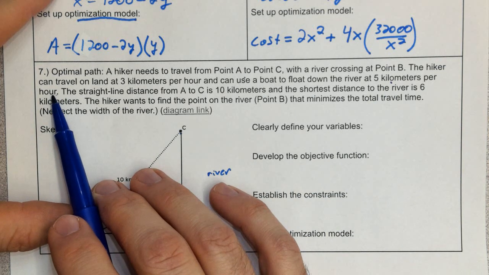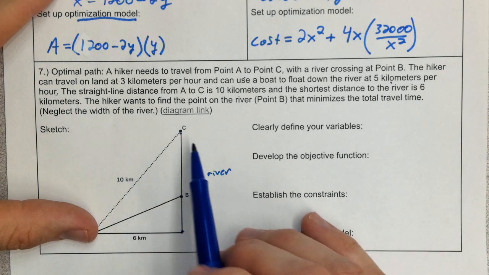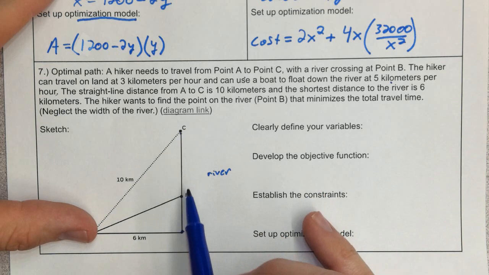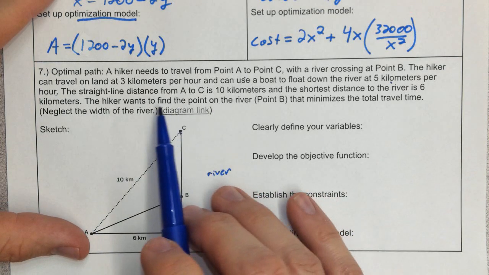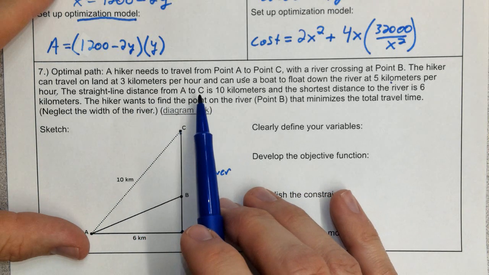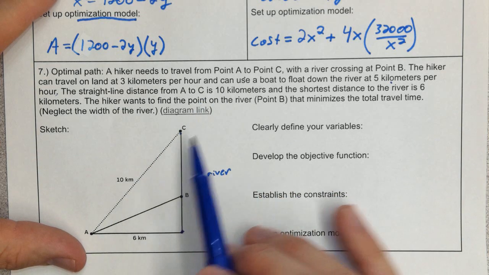So he goes faster in the water because the river is flowing, so he goes faster in the water than he does walking through the woods, okay? The straight line distance from A to C is 10 kilometers, so you can see that in the diagram.